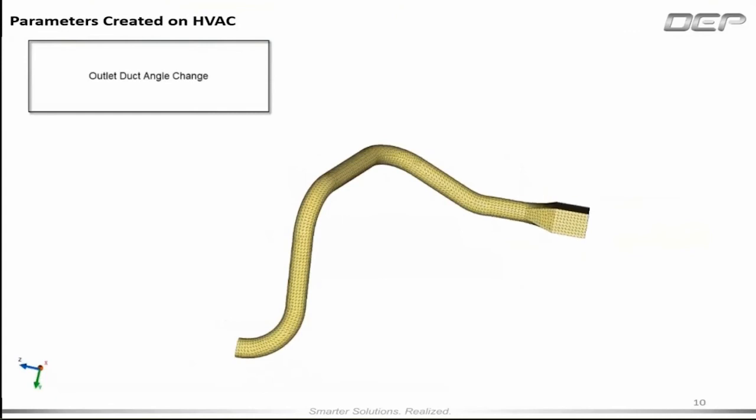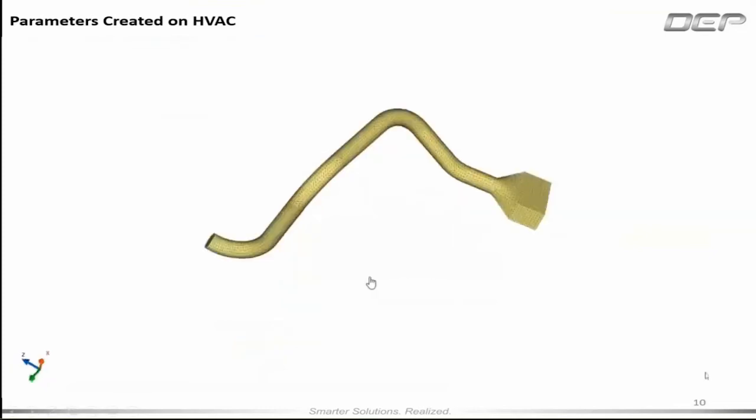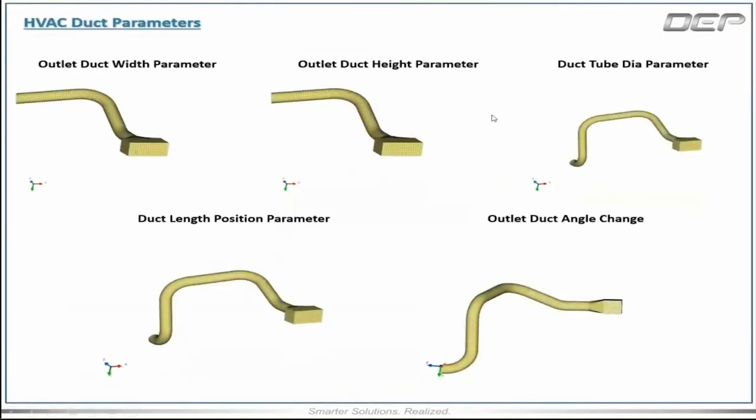Then the outlet angle. This is also based on the packaging only, based on how the duct is going to sit in the cabin. Based on that, it is going to create an outlet duct angle. So these are the parameters which we created here. As you can see the animations in it, these seem to be very simple, efficient and very effective parameters which we created.